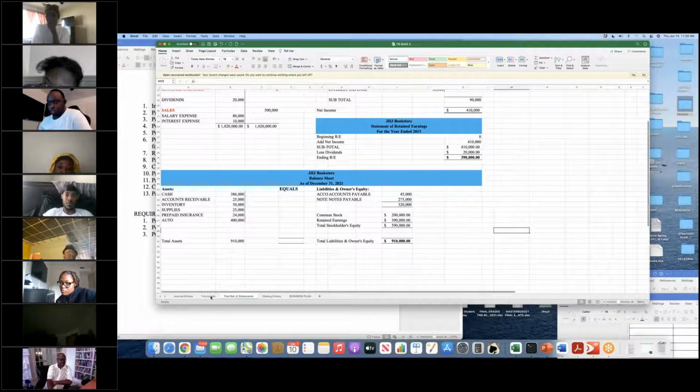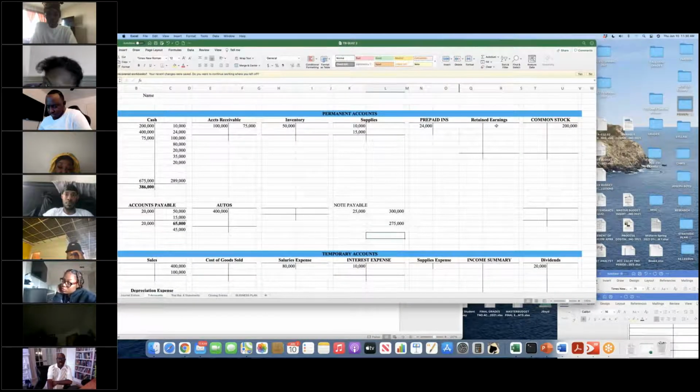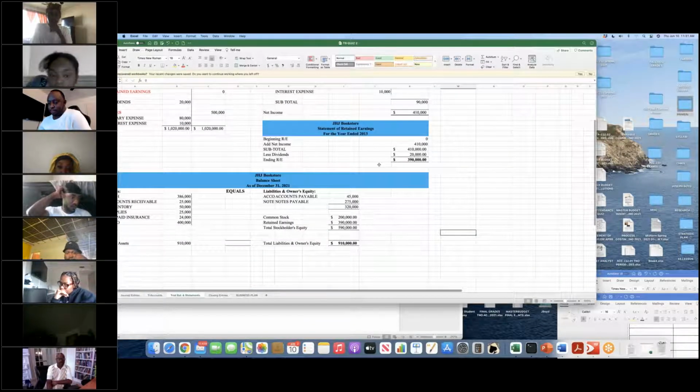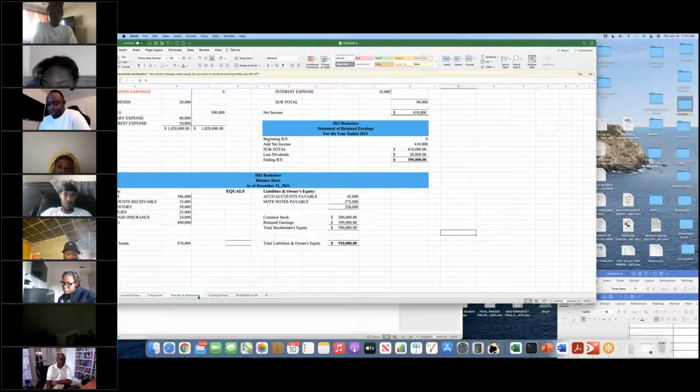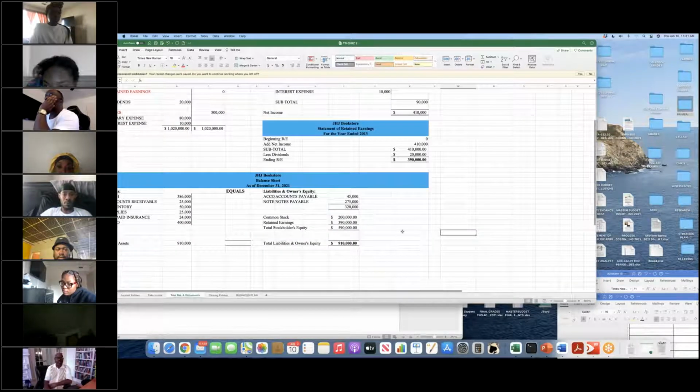Now, if we go back to our T accounts, right now we know retained earnings has a zero balance, okay? But from this statement here, 390, as the ending balance, we need to get $390,000 into retained earnings as a credit amount. We need $390,000 in retained earnings as a credit amount. How are we going to do that?